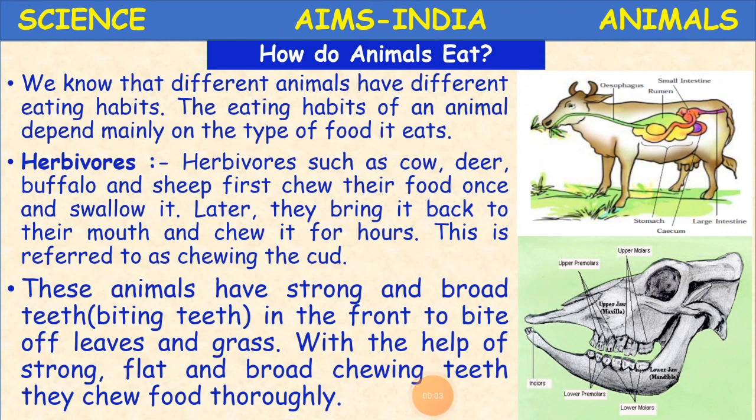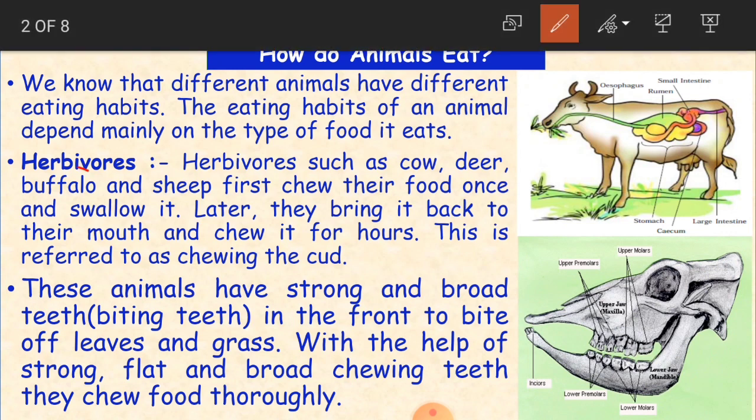Before concluding today's lesson, we'll revise what we have learned about how animals eat. Herbivores, what do they do, children? They first chew their food and swallow it, and then they bring it back to their mouth and chew it again for hours. These types of animals are called herbivores, for example cow, deer, buffalo and so on.